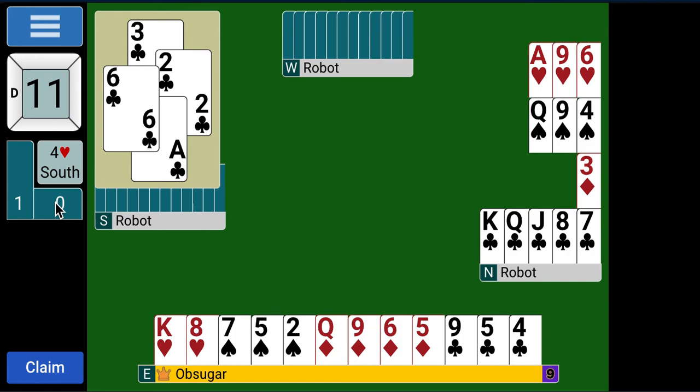And here we know that partner is now void in clubs. So how many tricks do we have? We have the ace of clubs. Do we have another trick in our hand? Yeah, the king of hearts sitting behind the ace of hearts. Behind the ace of hearts, that king of hearts is always good. It's 100% going to take a trick unless you lead it to the ace.